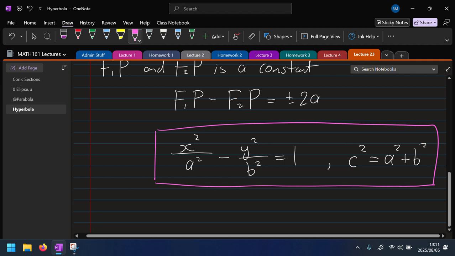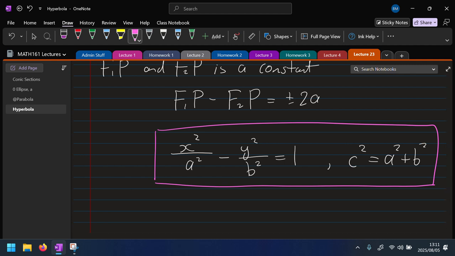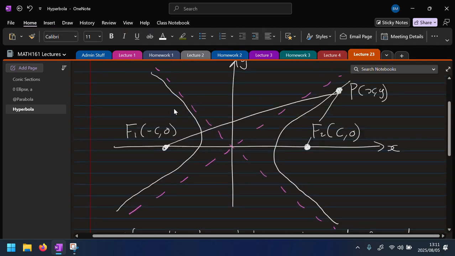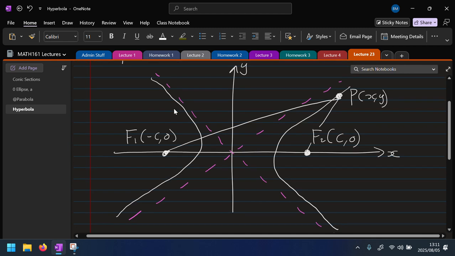It's whatever points on the graph. You pick a point on the graph, you call it P.